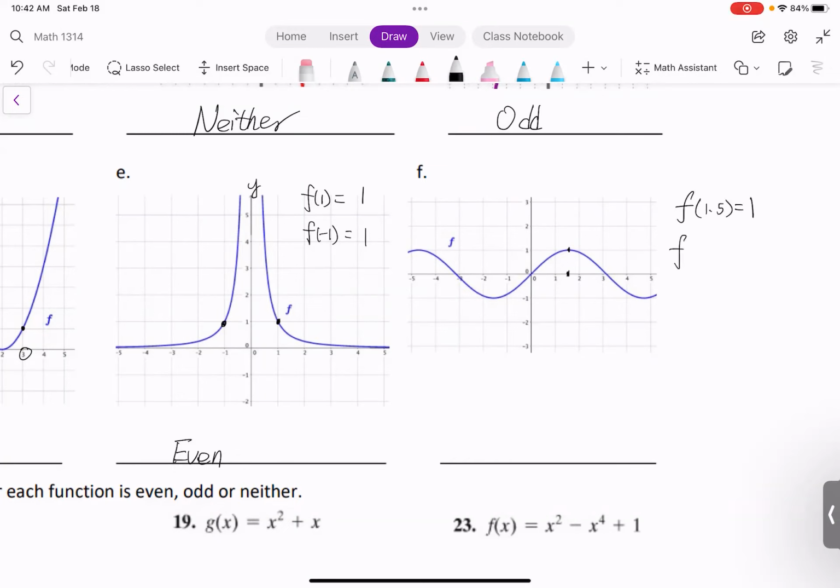Let's try what is f of -1.5. The -1.5, okay, -1, yay. Input positive, output positive. Input -1.5, output is -1. The x, they are opposite, and the y, they are also opposite. Yay. So this is an odd function. We put odd here.